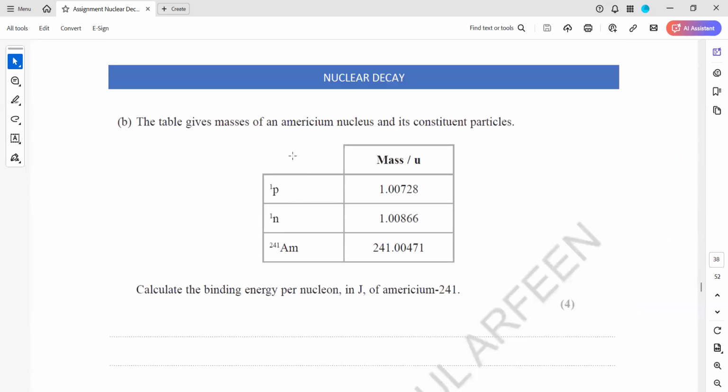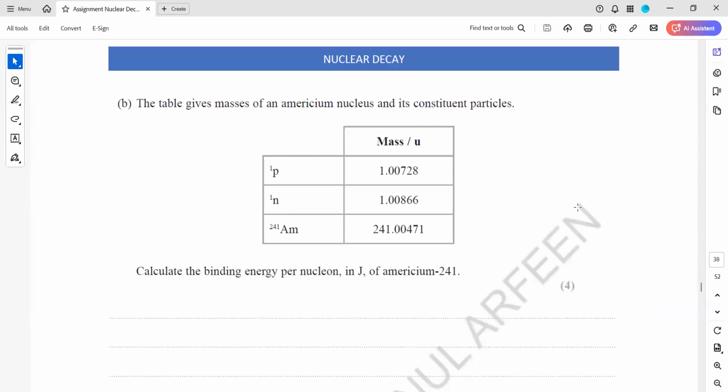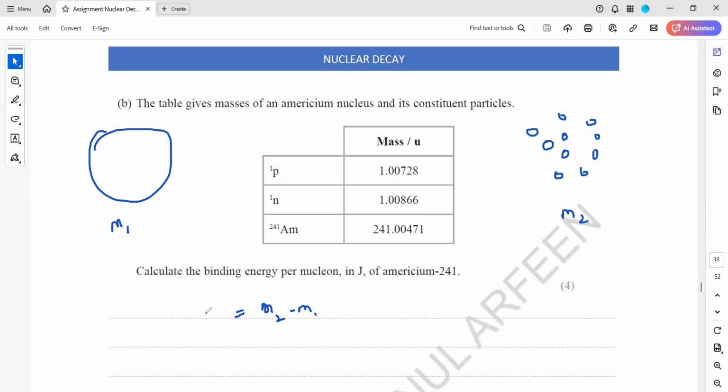The next question: the table gives the masses of the americium nucleus and its constituent particles, in atomic mass units (U). Calculate the binding energy of americium. If we need the binding energy, first we find the mass of the nucleus, and then the mass of the particles independently. We take the difference of the masses because the mass in the nucleus will be less, but independently it will be more. When we take the difference of these two masses, we call it the mass defect.